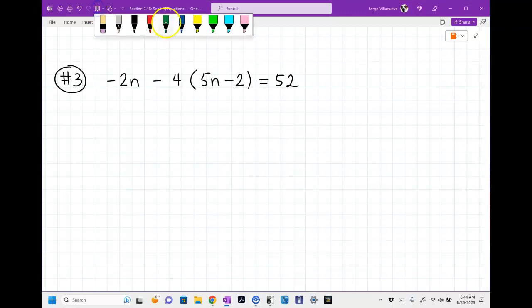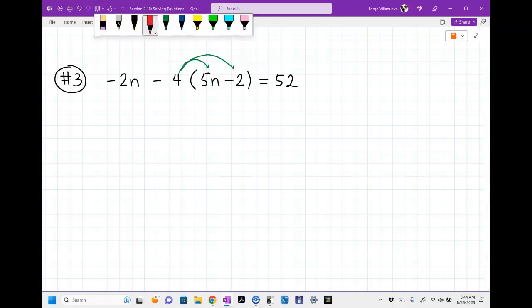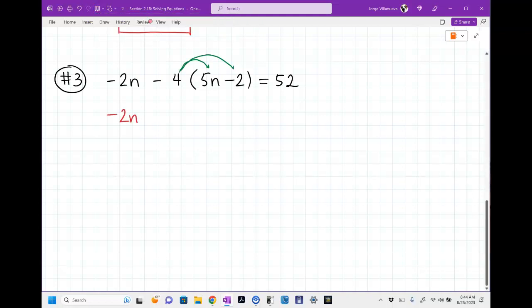So if you kind of already got ahead of me, that's fine. But we're going to distribute this first. So the negative 2n is just going to stay there, but the negative 4 times 5n will be negative 20n. Negative 4 times negative 2 is a positive 8, and that's equal to 52. So at this point, you're going to want to join your like terms, right? So negative 2n minus 20n is negative 22n. Still have plus 8 equal to 52.